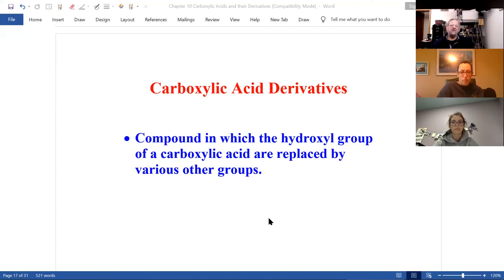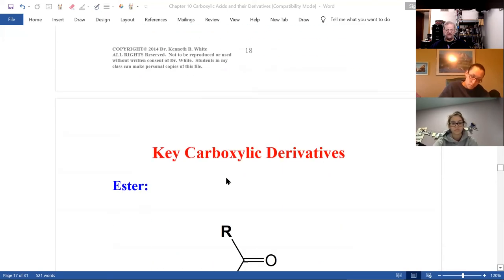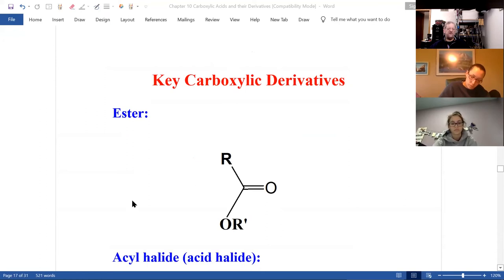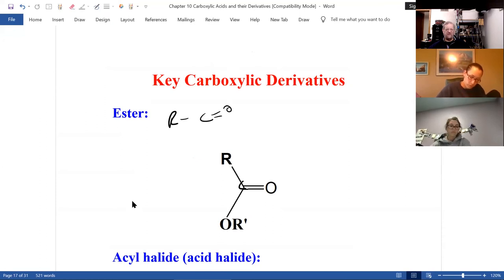Now, we're going to talk about carboxylic acid derivatives. I'll never ask you what is a carboxylic acid derivative, but I'll use the term. That's a compound in which the hydroxyl group of a carboxylic acid is replaced with other groups. And the first one is an ester. An ester is where you have a carbonyl group and replace the OH with OR prime. And this is called the ester.